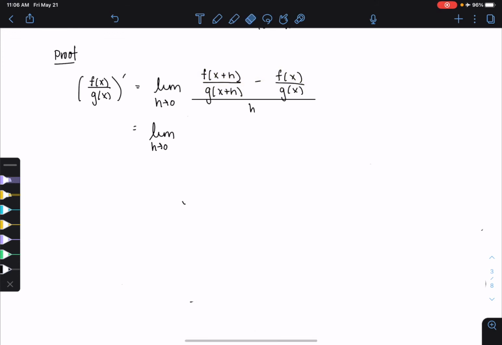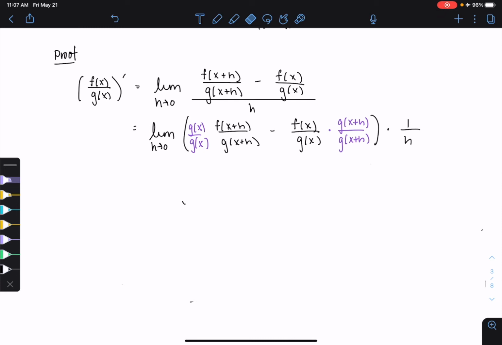So I want to get a common denominator to those. This divided by h looks disgusting right now. So what I'm going to actually do is put a 1 over h on the outside. Dividing by h is like multiplying by 1 over h. So I've got this numerator. I want to make it a common denominator. So I need to multiply this first piece by g of x. So we're going to multiply by g of x over g of x. This piece needs a g of x plus h in the bottom, so top and bottom get multiplied by that.